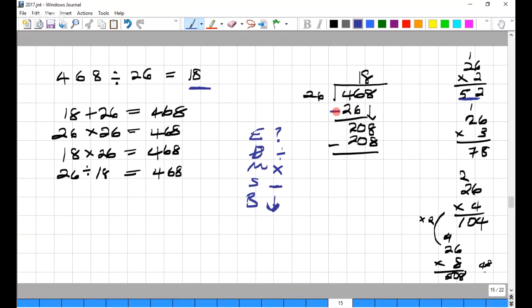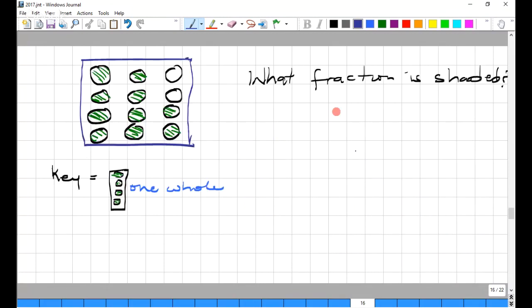So I would say, 8 times 6 would give me what? 48. Write the 8 and carry what? 4. And 8 times 2 is 16. 16 and 4 would give me what? 20. So that's the exact amount that I need of what? 208.